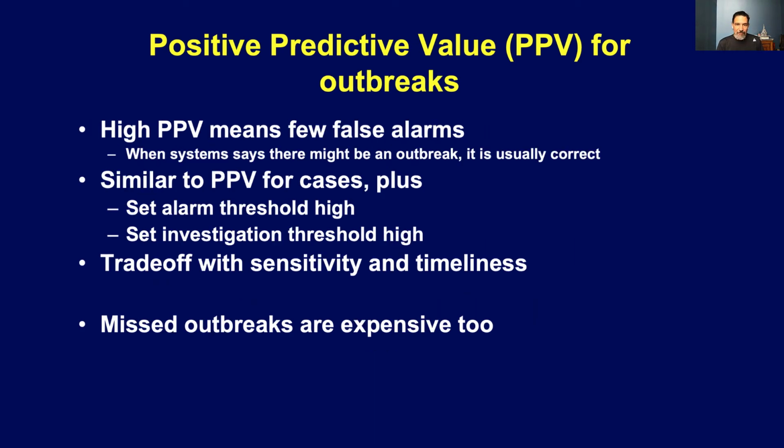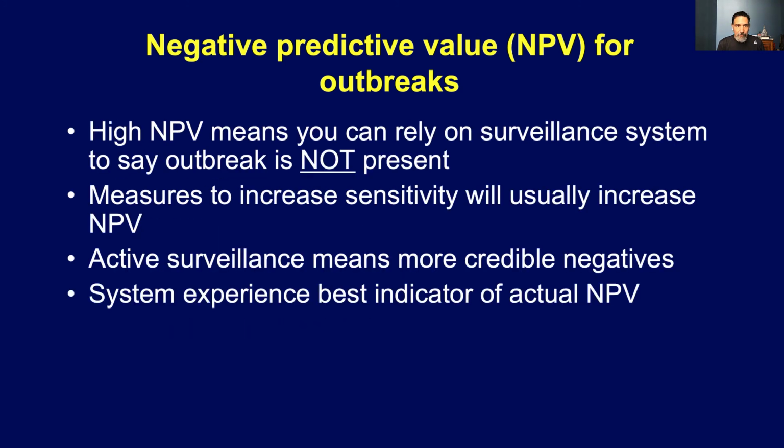And you can have an analogous positive predictive value for detecting outbreaks. So if the surveillance system is telling you that there might be an outbreak, and you know that your surveillance system has high positive predictive value, you can be pretty confident that there's an outbreak actually happening. And there are situations where you want to have negative predictive value for outbreaks as well.